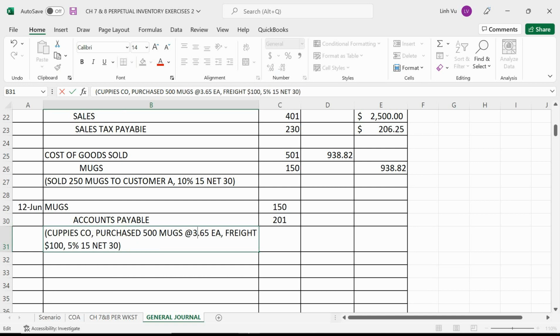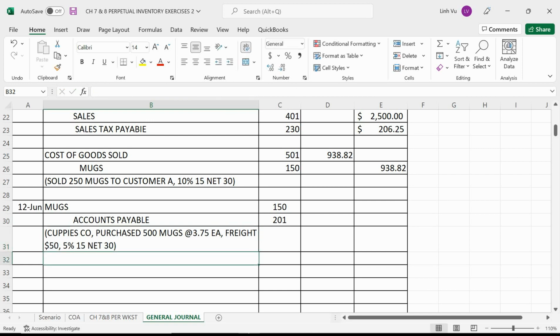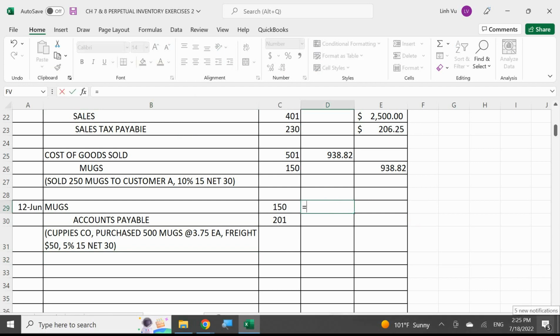So in this case, I did buy from Cuppy's Co., but I only purchased 500 units, okay? And it cost me $3.75, okay? With a freight of $50, okay? But the terms is exactly the same. So you see how I just saved some extra time here by just copying the entry down here. All I have to do is just modify what needs to be, and I have the exact account numbers and everything there. So in this case, how much did it cost me to purchase my inventory? So we got 500 units at $3.75 each, plus $50 freight.